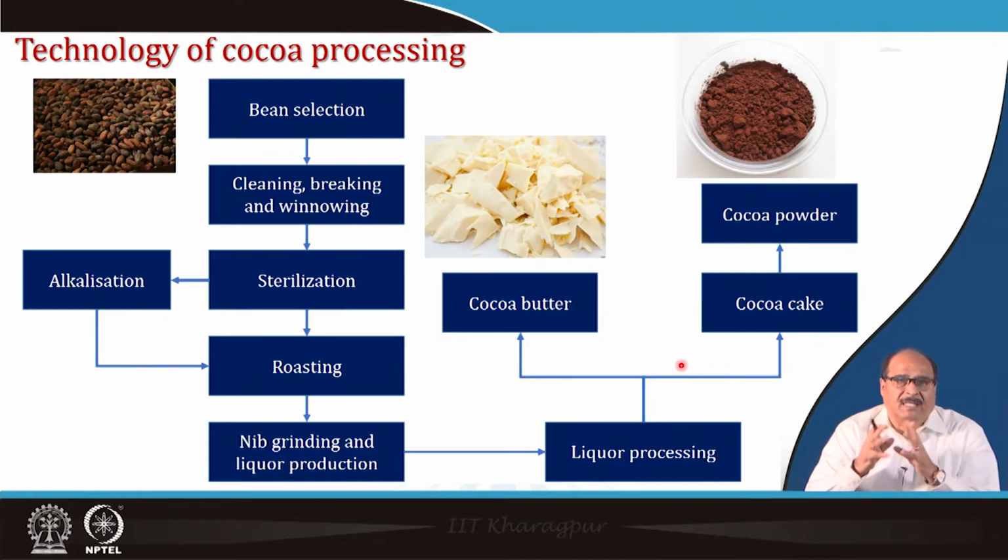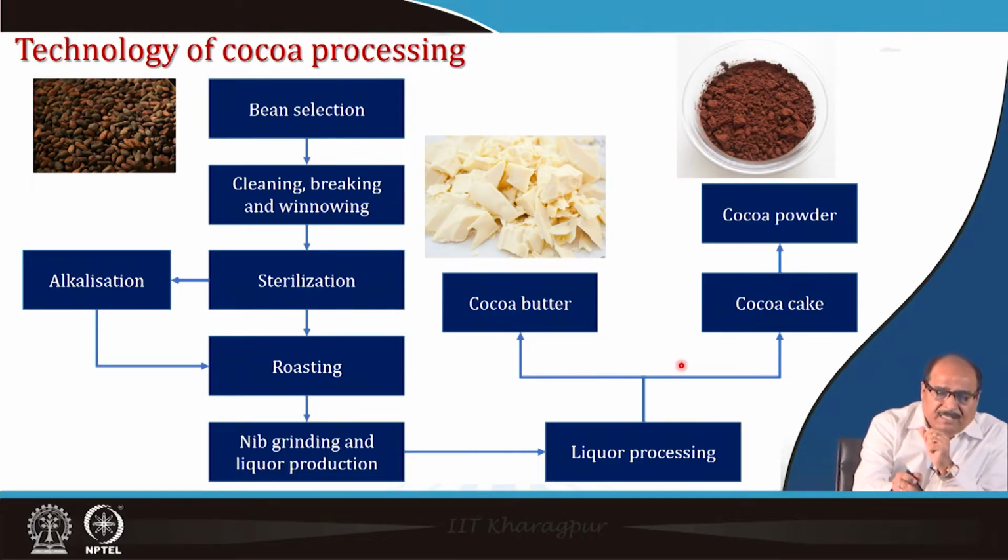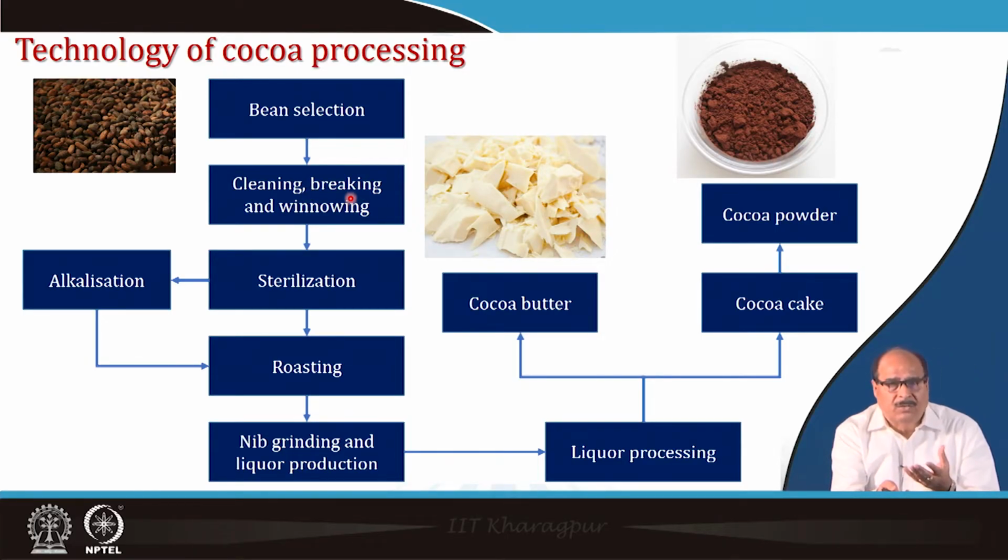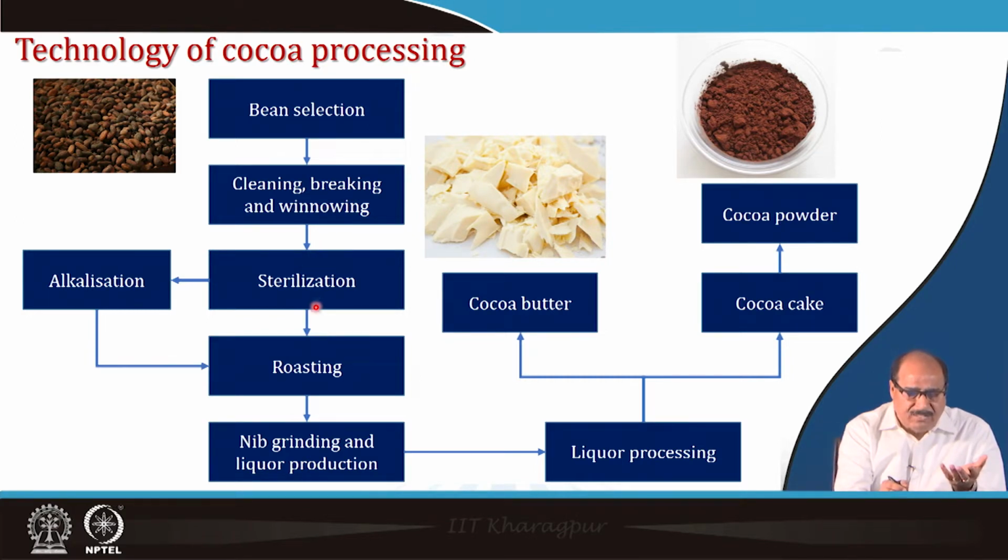Then comes the processing of cocoa, that is, the technology for cocoa processing. The beans are taken, cleaned, then broken and winnowed. After winnowing, the hulls are blown away, and the inside nibs or cotyledons are obtained. These cotyledons, which are the prized source of chocolate or cocoa powder, may be directly sterilized and roasted, or they may be subjected to alkalization treatment or the Dutching process, followed by roasting.